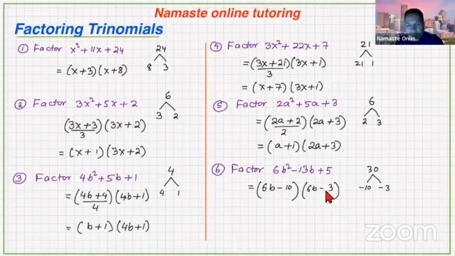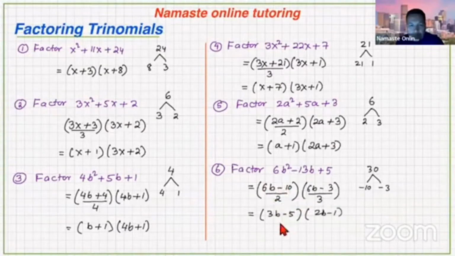And in the second parenthesis, we have 6b minus 3. There's a common factor of 3. So we divide it by 3. So the factored form will be, when you divide, in the first parenthesis, 3b minus 5. And in the second parenthesis, it will be 2b minus 1. Because you can see here, 6b divided by 2 is 3b, and 10 divided by 2 is 5. Similarly, in the second parenthesis, 6b divided by 3 is 2b, and 3 divided by 3 is 1. So this is how we can use the technique to quickly find the factors when a trinomial is given.